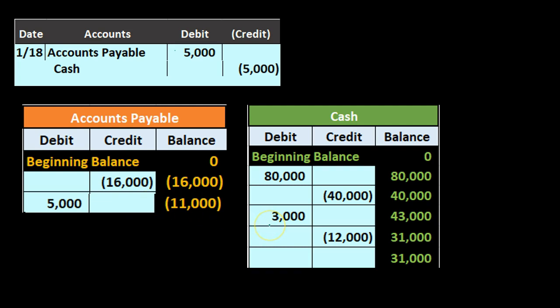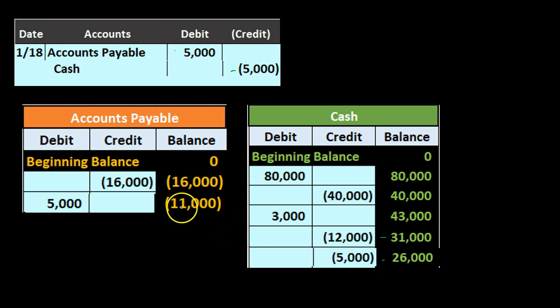The cash, again, is where the most activity is at. We can see all this activity in cash in relation to other accounts. We credit it $5,000. It's a debit balance account. So when we credit it, we're going to put the credit here, bringing the $31,000 down by $5,000 to $26,000.